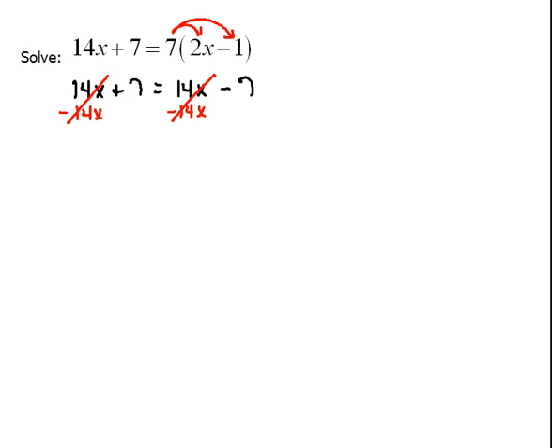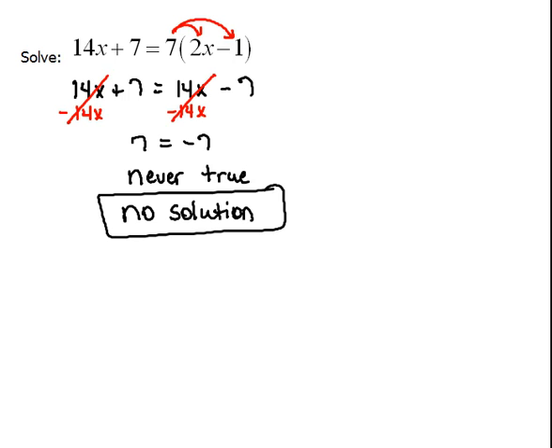We now have left 7 equals negative 7. That is never ever going to be a true statement. There is no way that you could put any number in here for x and it would work, because 7 will never equal negative 7 no matter what we do. In this case, if there is no possible number that you could use for x, and you will know that when you get a completely false statement, we say that that has no solution.